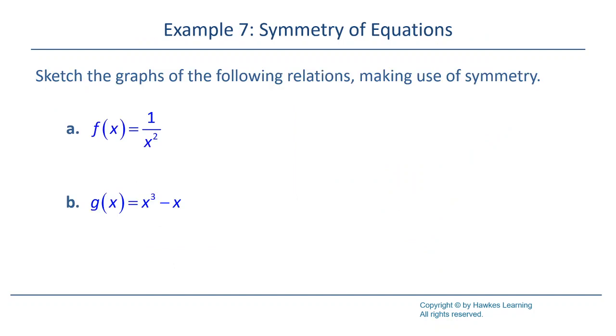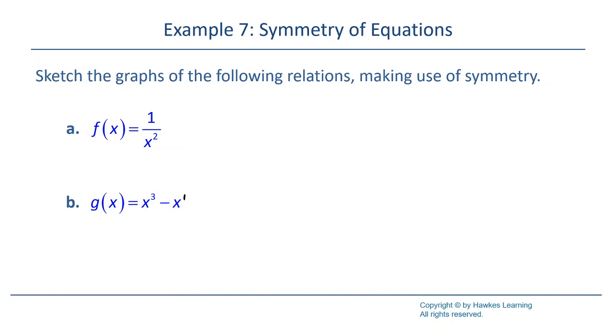First things first, 1 over x squared. So some identifiers as to is it odd or even are literally look at the exponents. So this is 1 over x squared. X squared's even. What about x cubed minus x? That's x cubed minus x to the first.